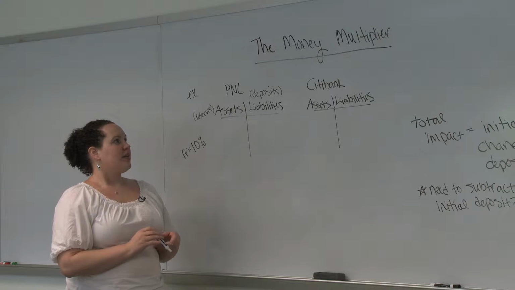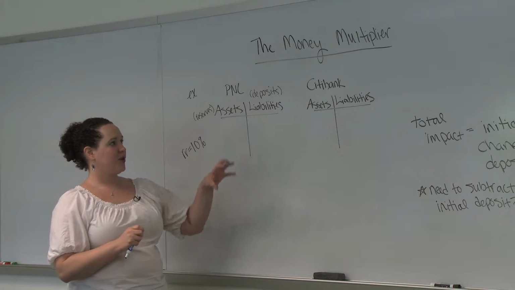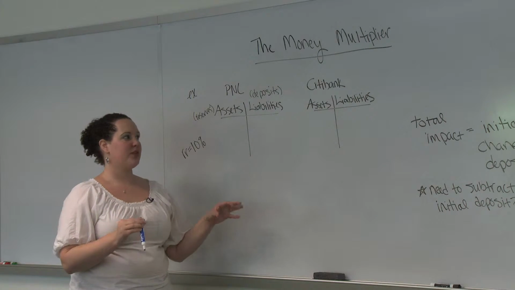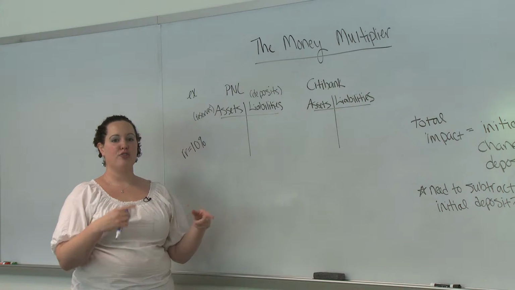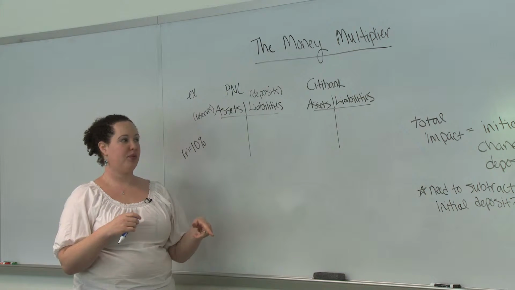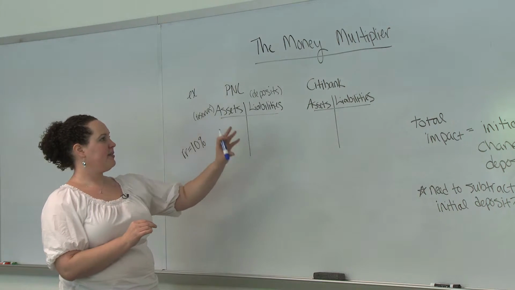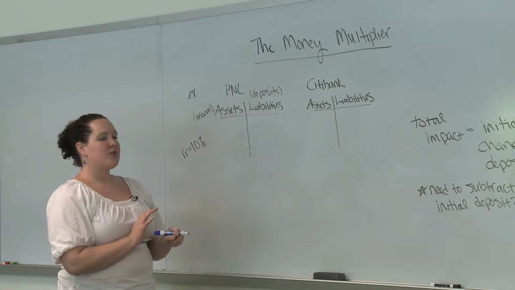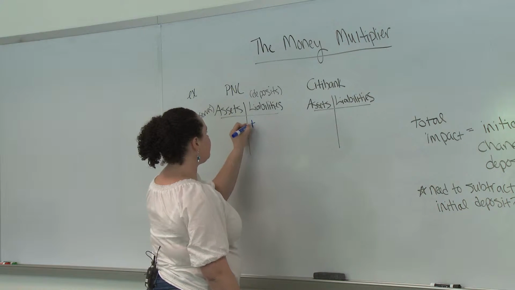So the money multiplier is basically just a formula, which we have written down here. But first we're going to walk through a real life example and show how the fact that we have fractional reserve banking is how we can create money. So we have 2 different banks here. We have PNC and we have Citibank. And we'll start out with an initial deposit of, let's say, $1,000.